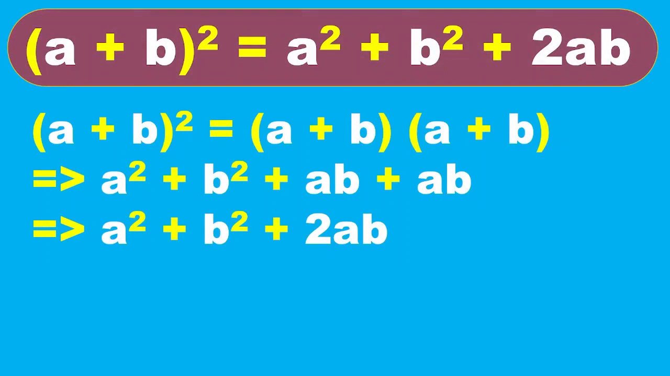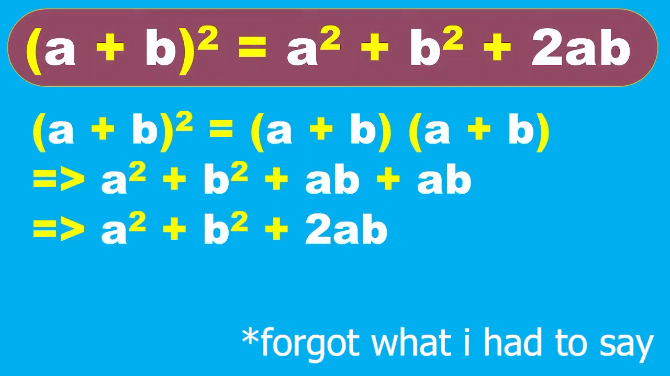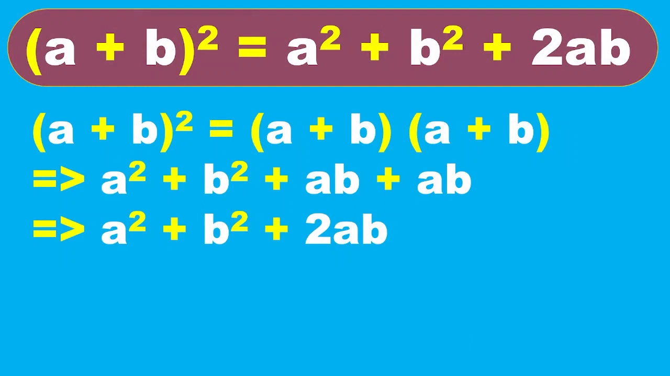So, as I already said, (a plus b) times (a plus b), which is (a plus b) whole square, is a square plus b square plus ab plus ab, which will become 2ab.